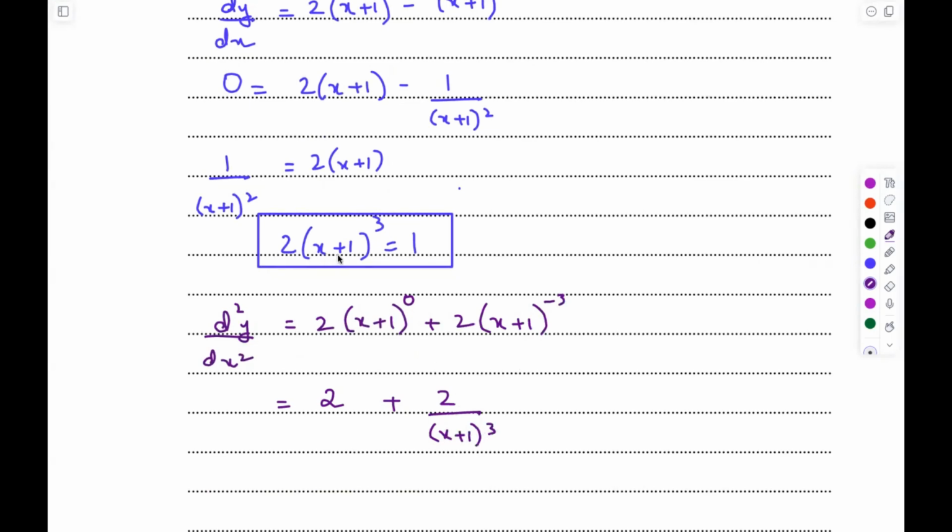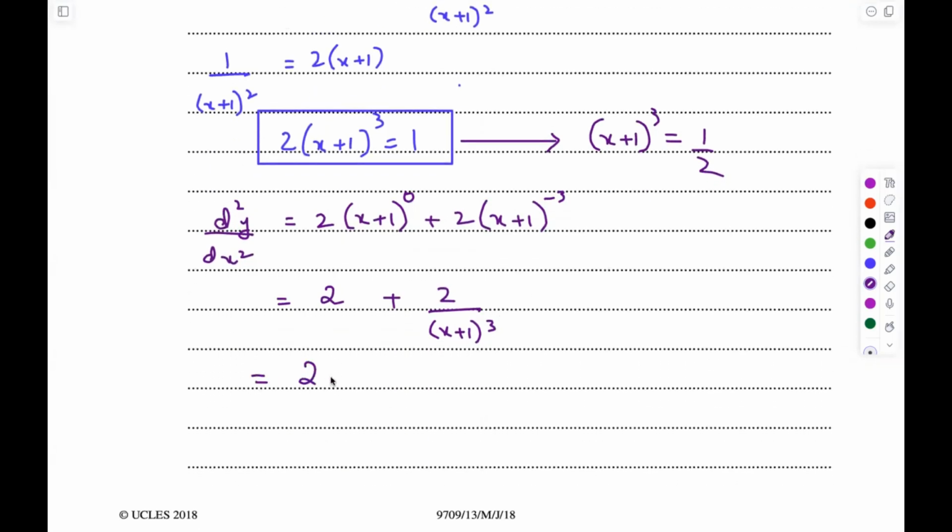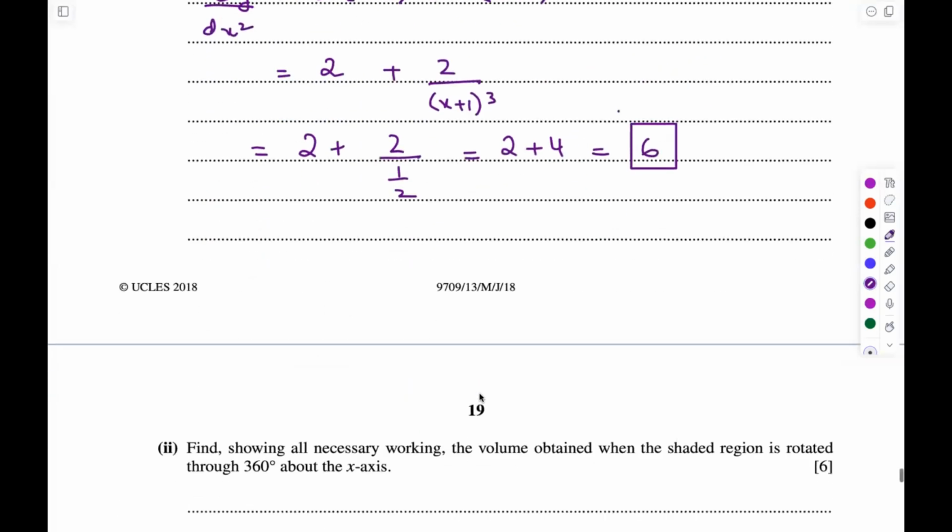Now we know that (x+1)^3, if we make this the subject, can be written as 1 upon 2. So substituting 1 upon 2 in place of (x+1)^3, that will become 2 divided by 1 upon 2. The 2 will go in the numerator and become a 4. So 2 plus 4 will be equal to 6. So the exact value for d²y/dx² will be equal to 6.